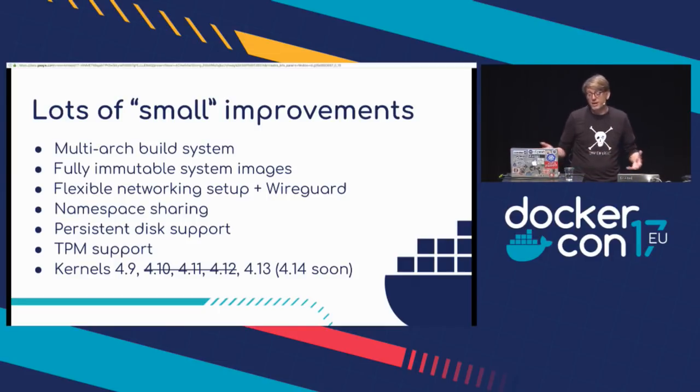And of course, we have been tracking the stable kernel. So we are currently on the 4.9 kernel, which is the latest long-term support kernel. And we tracked 4.10, 4.11, 4.12. Currently, the latest one is 4.13, and we are waiting for 4.14 to come out, which will be the next long-term support kernel.